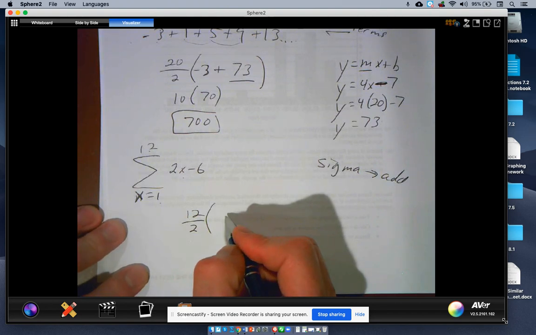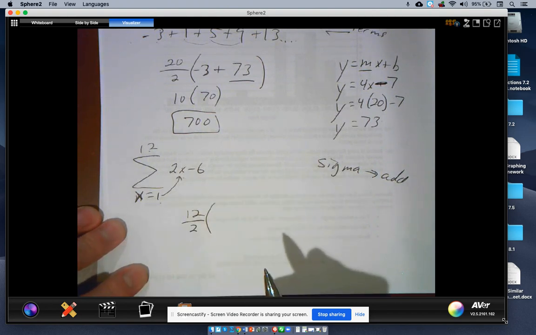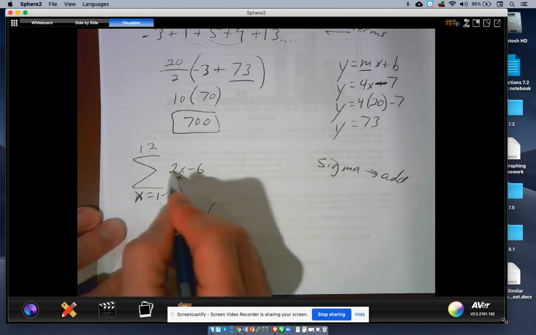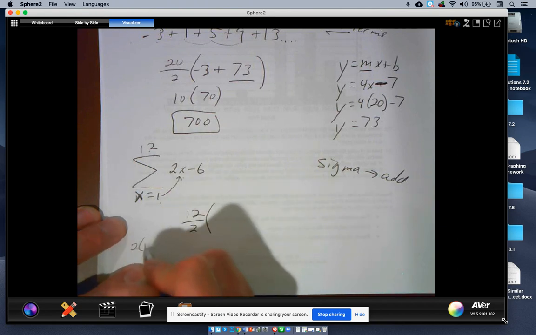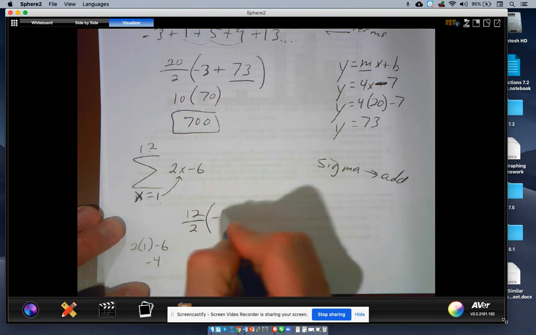All right, now here's how I get the first term. I take 1 and I put it in here. My first term is going to be 1 plugged in. 2 times 1 minus 6. 2 times 1 is 2, minus 6 is minus 4. So minus 4 is my first term.